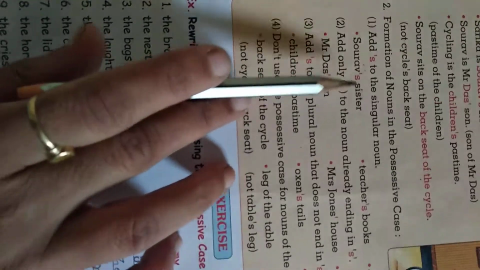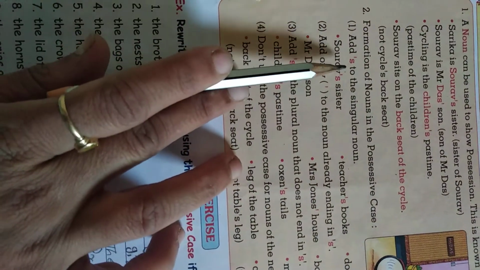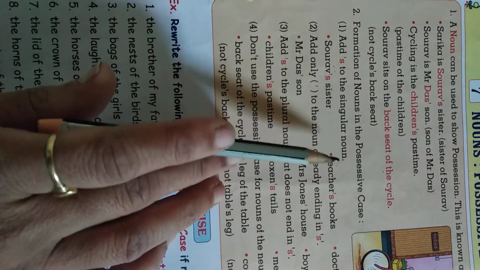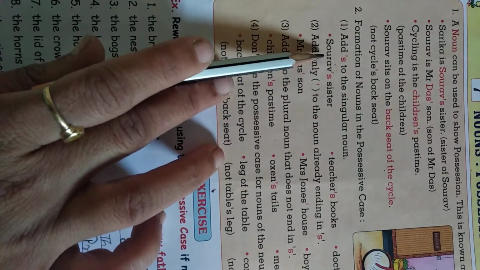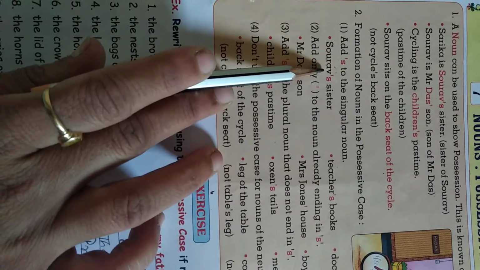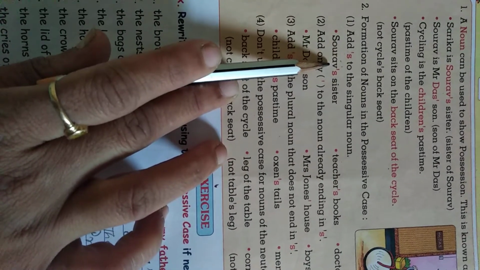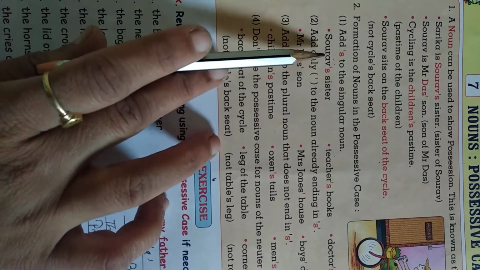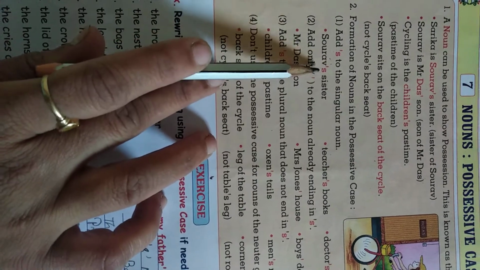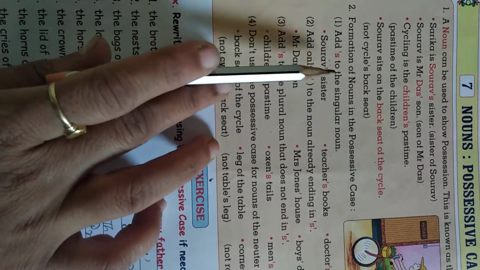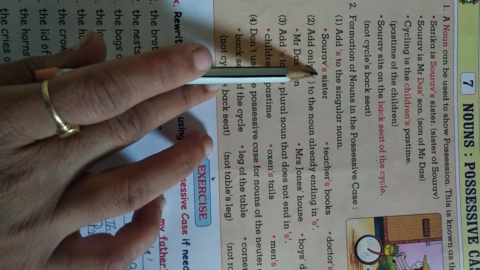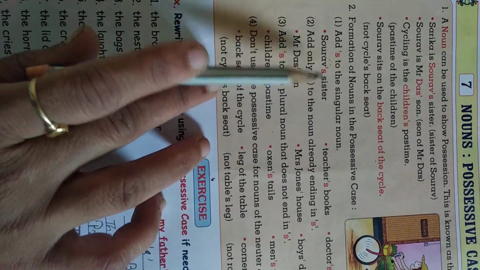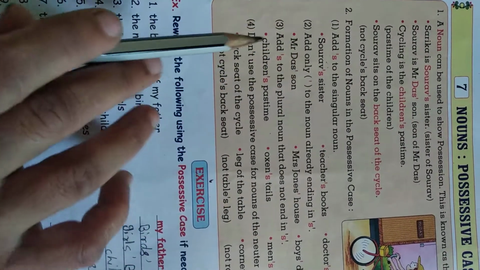Now we learn. Rule number one, add apostrophe s to the singular noun, for example, Saurav. Saurav is a singular noun, correct? So what do we say? Saurav's sister, sister of Saurav. Saurav, then apostrophe, then s, means Saurav's sister. So like that we are using apostrophe s.